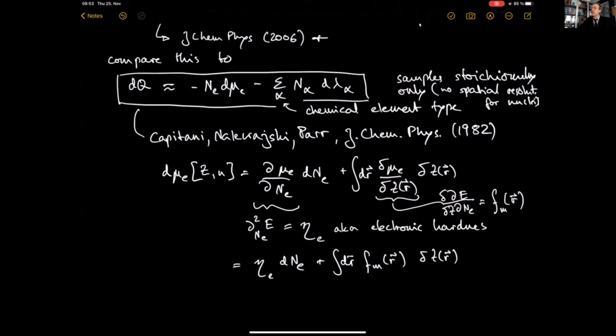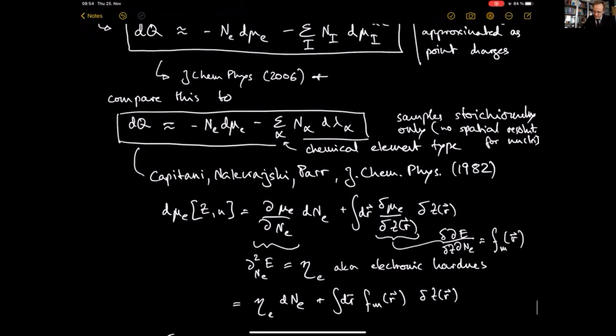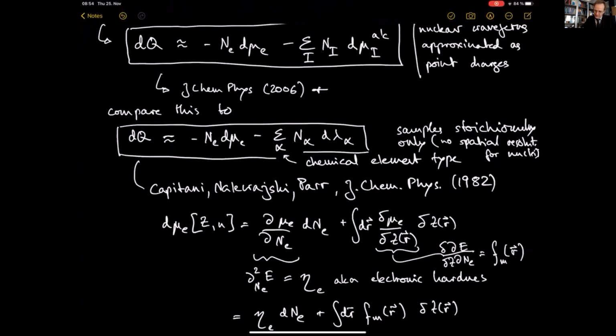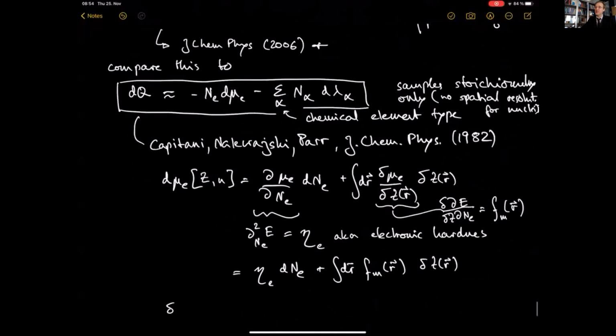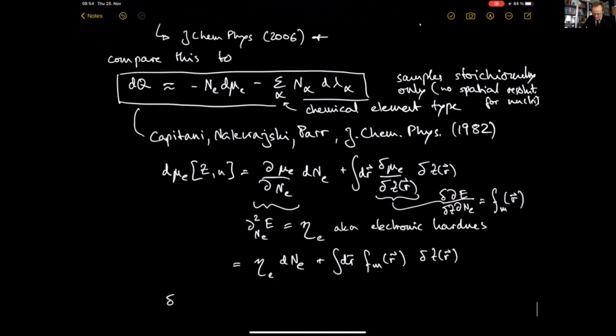Now, we can, of course, do the same for our alchemical, or variation in the alchemical potential, right? So we have a d mu n of r, and that is, of course, also a function of your number of electrons and your number of protons.